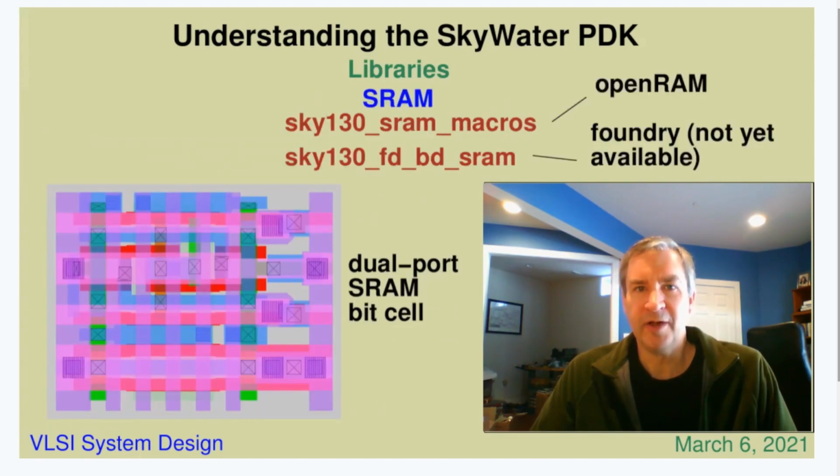There are 2 libraries that have not been distributed with the SkyWater PDK yet. These are the SRAM and NVRAM libraries. The SRAM library has been handed over to the OpenRAM project.